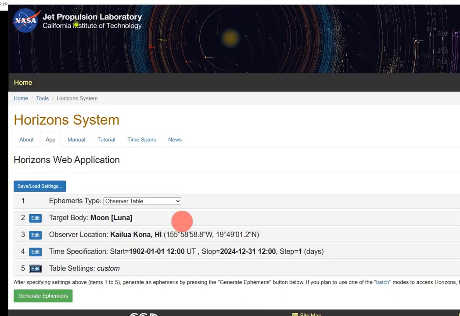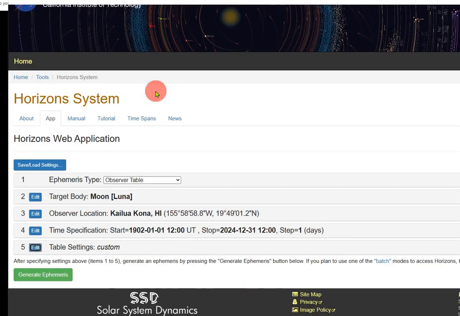Then I went to the NASA Jet Propulsion Laboratory Horizons website. It'll print out really accurate data for a bunch of things. So I chose the moon. I chose the observer location being Kona, Hawaii. I specified from the 1st of January 1902 to the 31st of December 2024, taking 1 day steps.